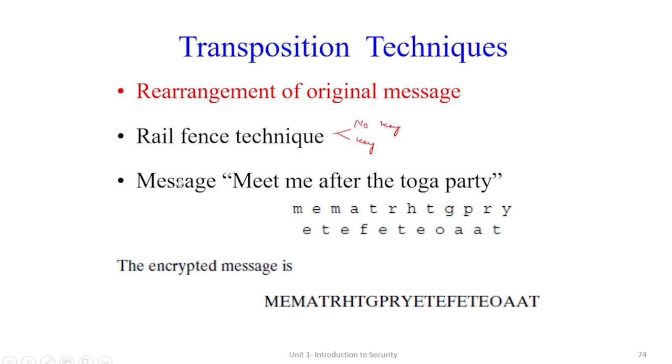If you check the letters in the plain text and the letters in the ciphertext, the letter counts are equal, but only the positions differ. So it is an example of the rail fence technique. Here there is no usage of a key. So this technique is called the keyless rail fence technique.